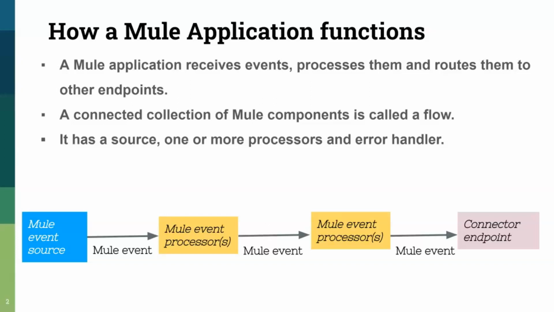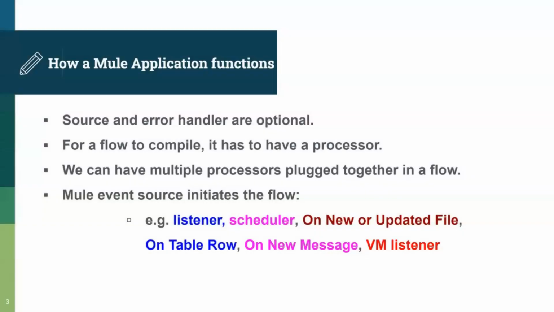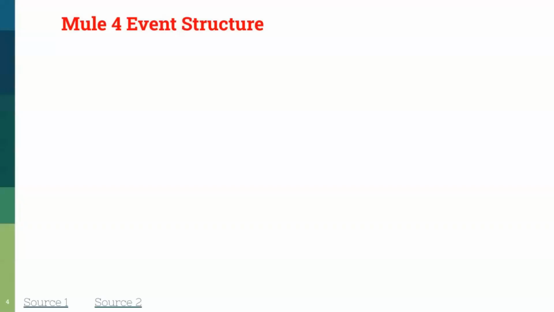So this is what we are going to understand in this class: the structure of the Mule event, and as it goes from one processor to the other, how does it change? And in the previous class, we saw there are different Mule event source initiators, such as listener, scheduler, and so on. We will see all of them one by one with real-world applications. But for now, the examples we are looking at are mainly with listener and scheduler.